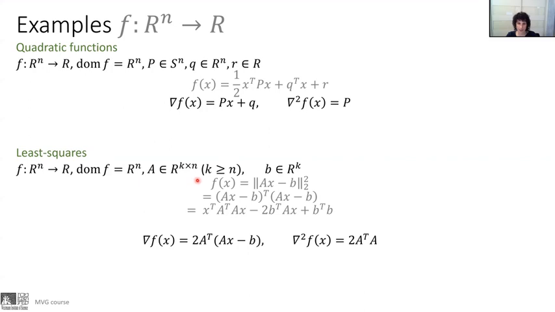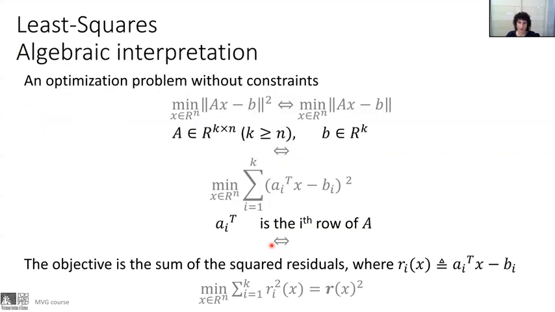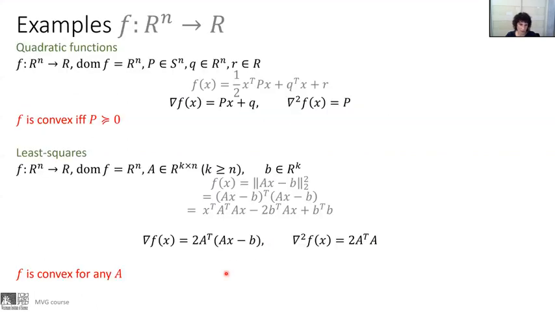What happens with least squares when we open it? We get the following expression. And actually, the Hessian, as we said before, is always PSD. And the gradient is exactly the following gradient, right? And since this is a convex function, the global optimizer is obtained when this is going to be zero. Okay? So recall that the global optimizer is obtained where this is going to be zero, right?